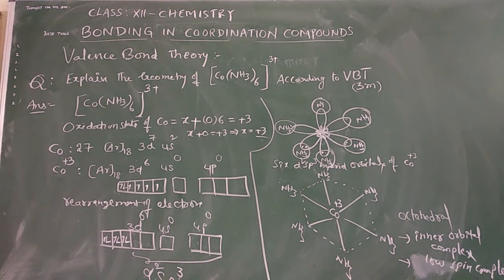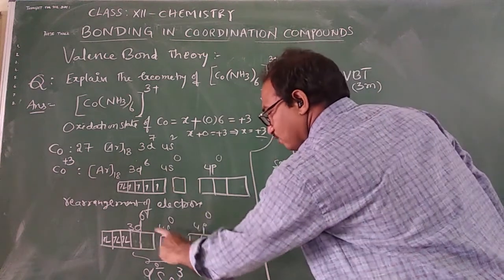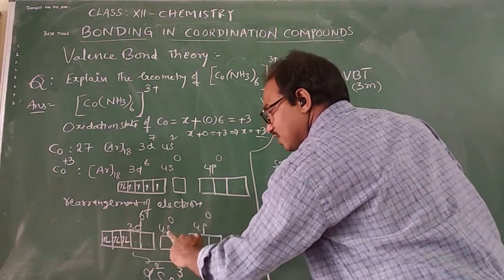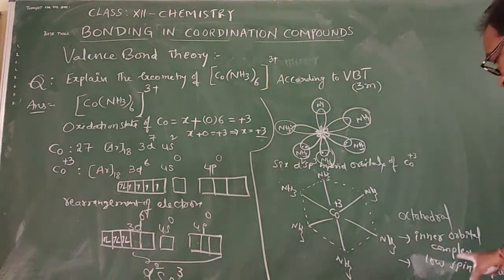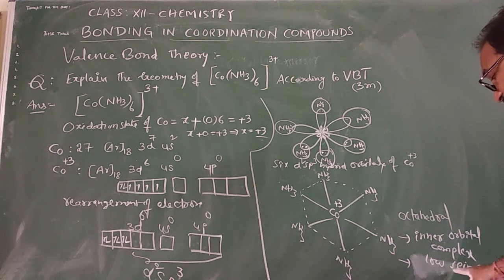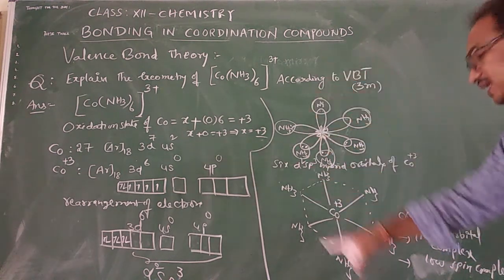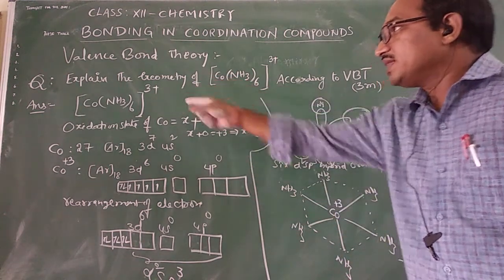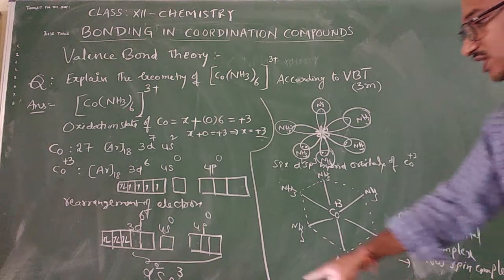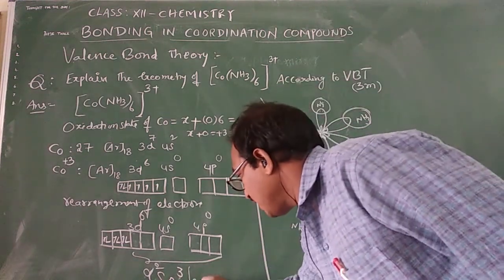What is the geometry or shape of the molecule? The compound comes under which category? Inner orbital category. Why is it called an inner orbital complex, sir? 3d, 4s, 4p: 3d is the inner orbital, 3 means inner one. So this is an inner orbital complex. Inner orbital complexes are always considered low spin complexes. So the category of the compound is low spin complex and inner orbital complex. In [Co(NH3)6]3+, cobalt Co3+ undergoes d2sp3 hybridization.